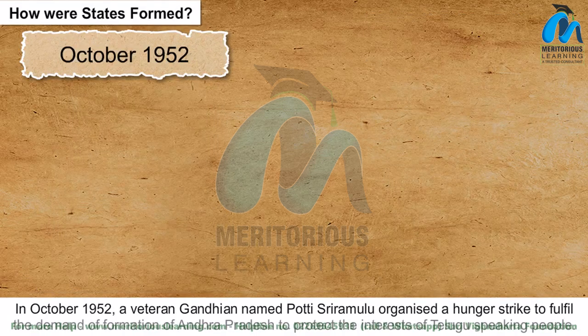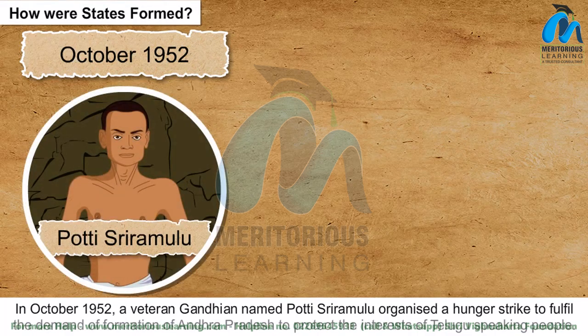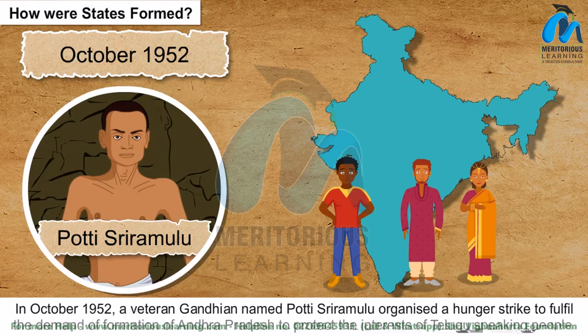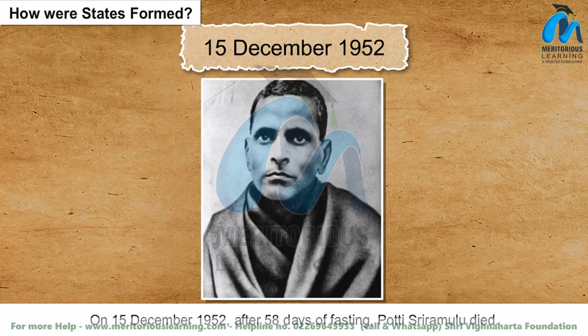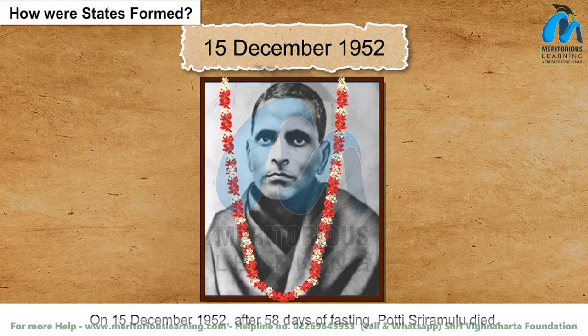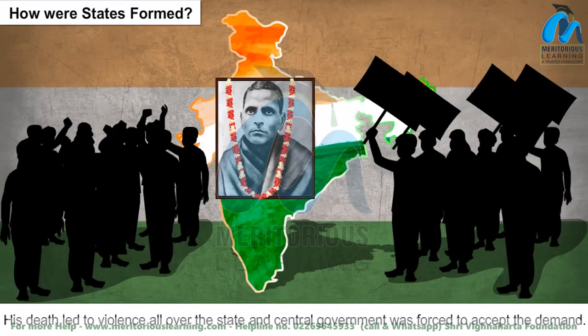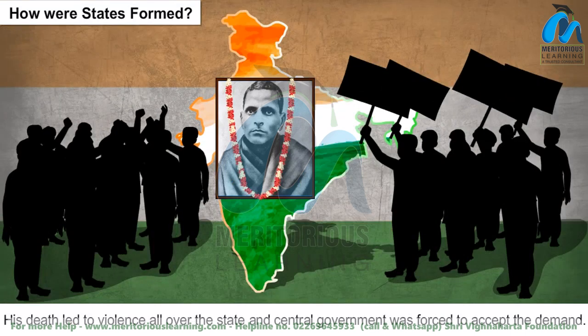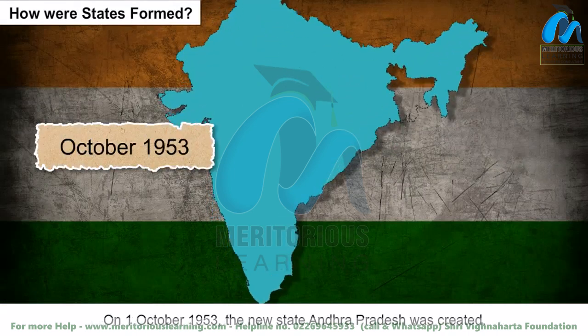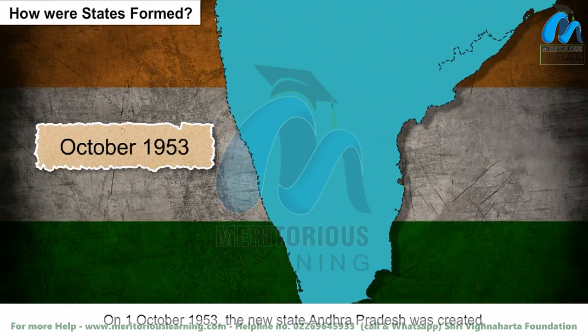In October 1952, a veteran Gandhian named Potti Sriramalu organized a hunger strike to fulfill the demand of formation of Andhra Pradesh to protect the interests of Telugu-speaking people. On 15 December 1952, after 58 days of fasting, Potti Sriramalu died. His death led to violence all over the state, and the central government was forced to accept the demand. On 1 October 1953, the new state Andhra Pradesh was created.